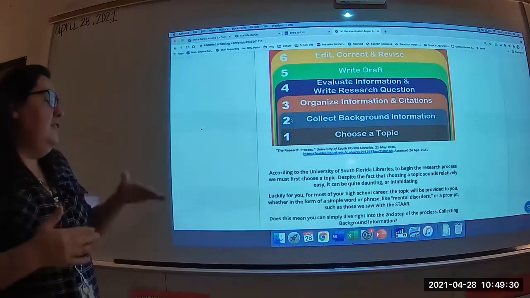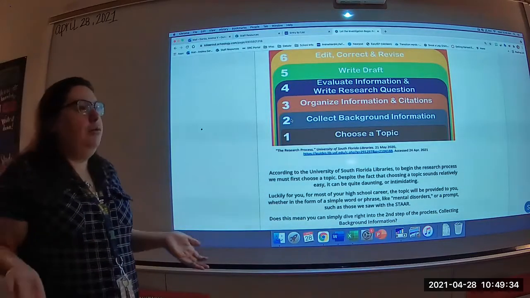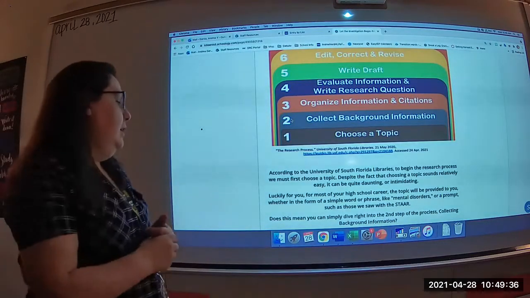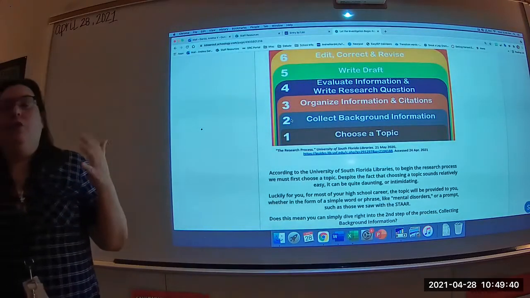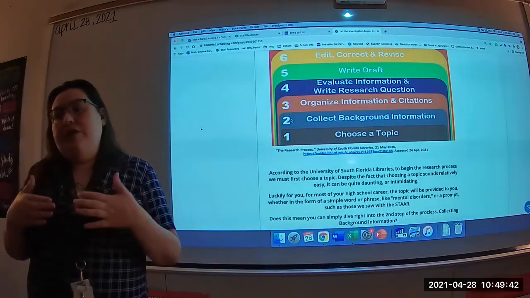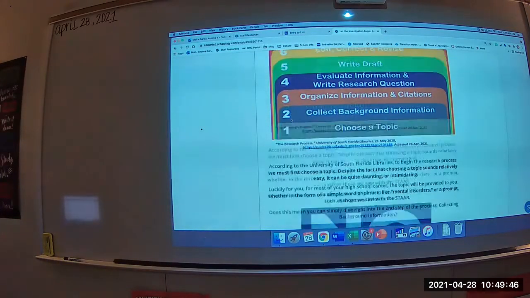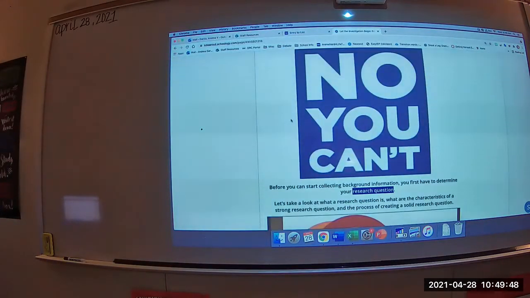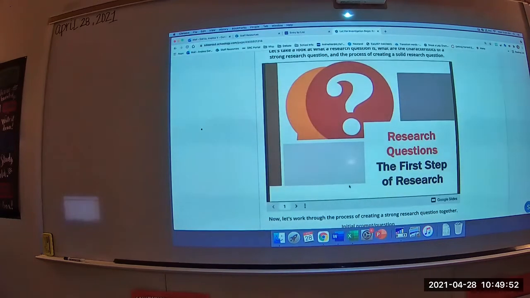So even if it's something as simple as a word or phrase like mental disorders, you're kind of like, well, I don't know exactly what to write. So what you need to do is generate a research question that's going to narrow that and help you focus it, okay? Before you can do any research, I ask that you do a research question first. So let's take a look at exactly what that is.